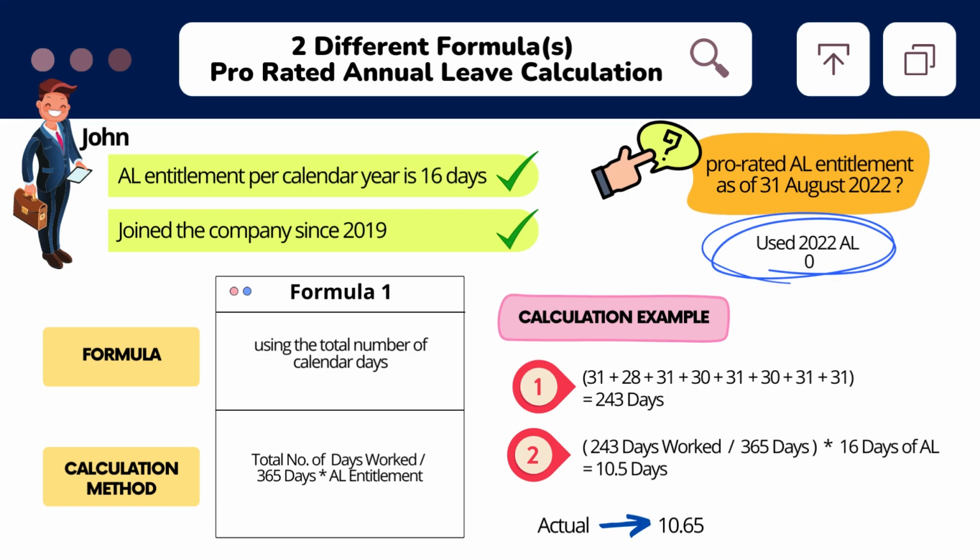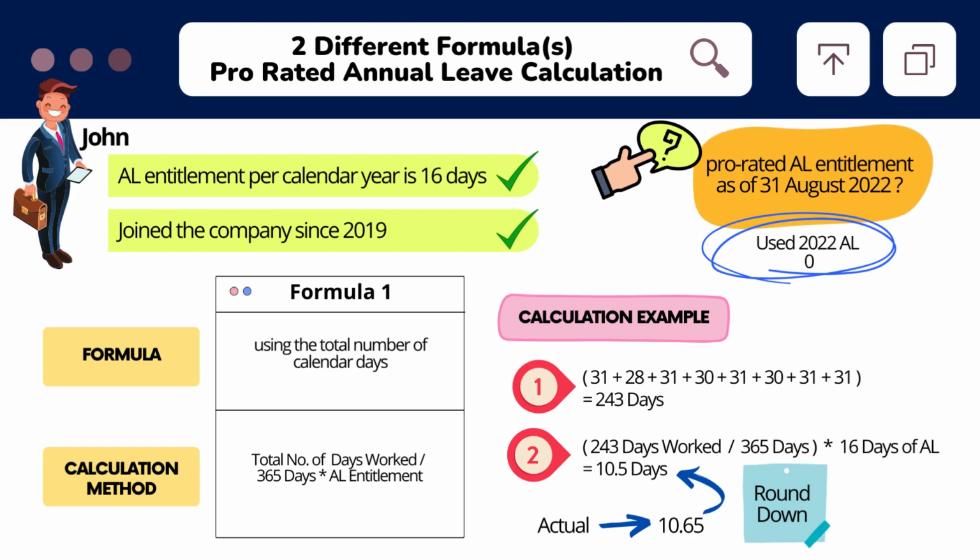The actual number is 10.65, which will often be either rounded up or rounded down. Refer to the description below to understand when to round up and when to round down. Do take note that if the calendar year is 366 days, you will then need to use 366 calendar days for the calculation.